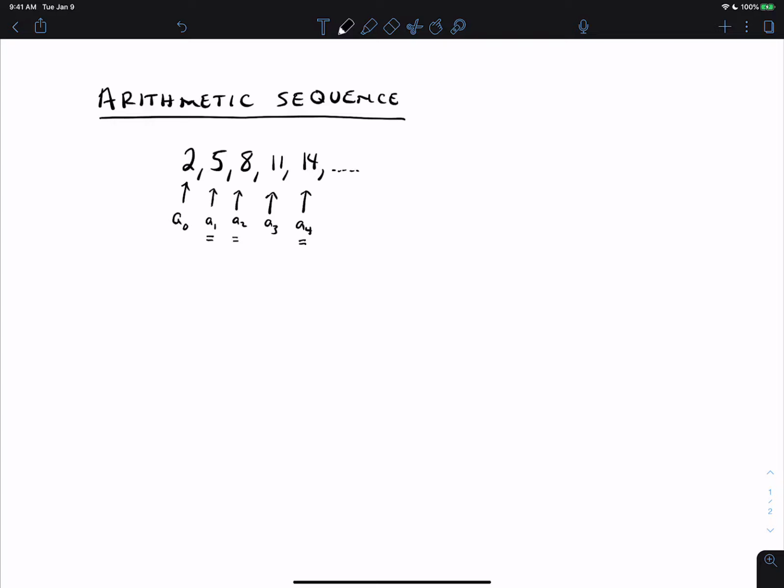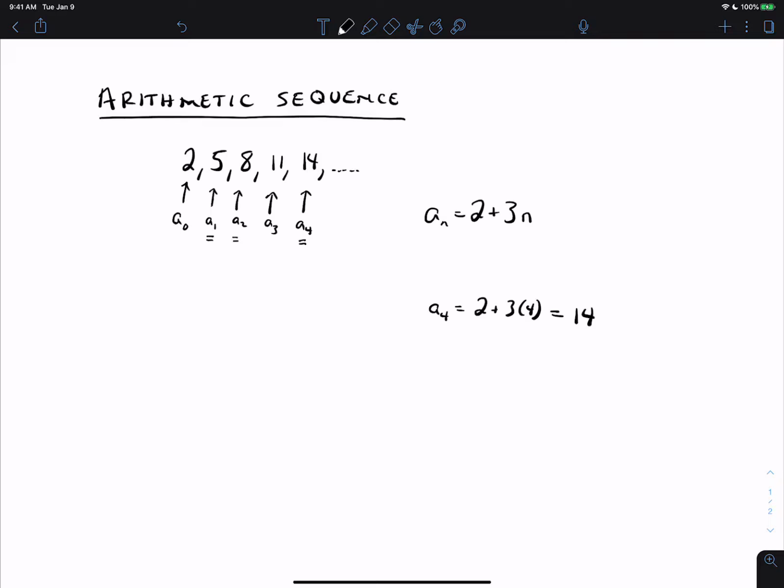So if we think of it that way, then a sub n is 2 plus 3 times n, because when we multiply by that n, that indicates the number of times we should add 3. So for instance, a sub 4 is 2 plus 3 times 4. That's 2 plus 12, which is 14. So the formula works, which is good.